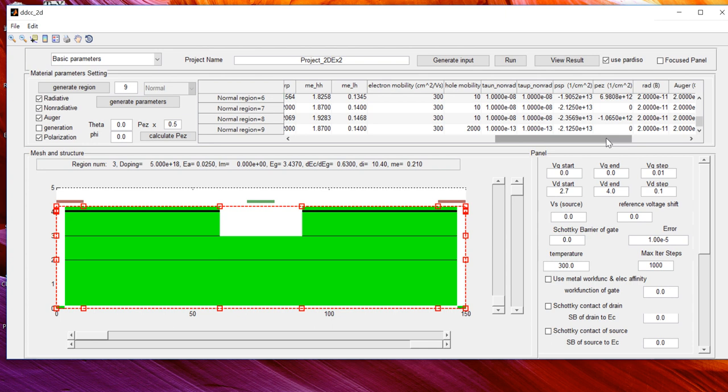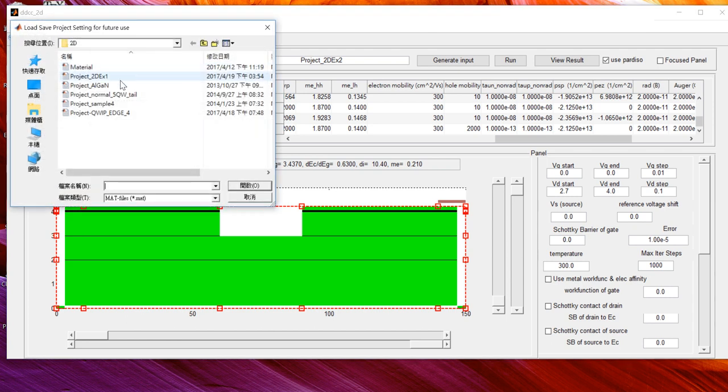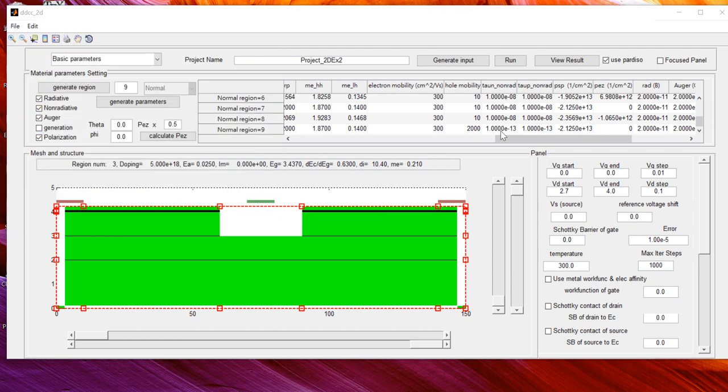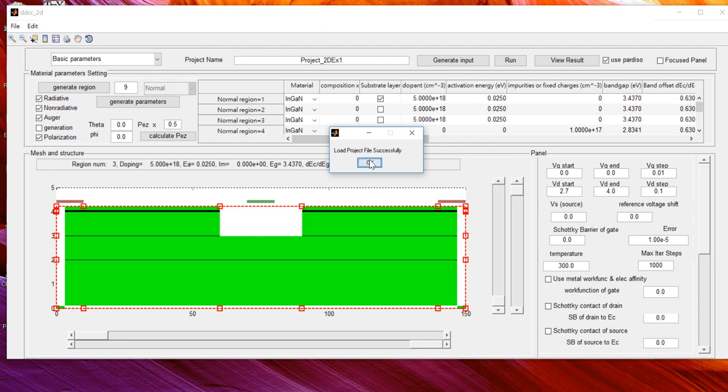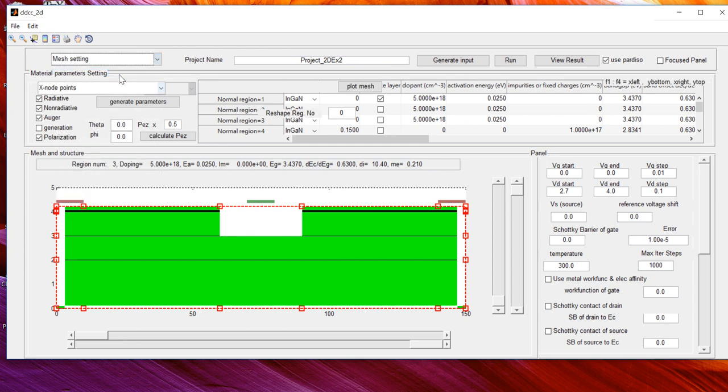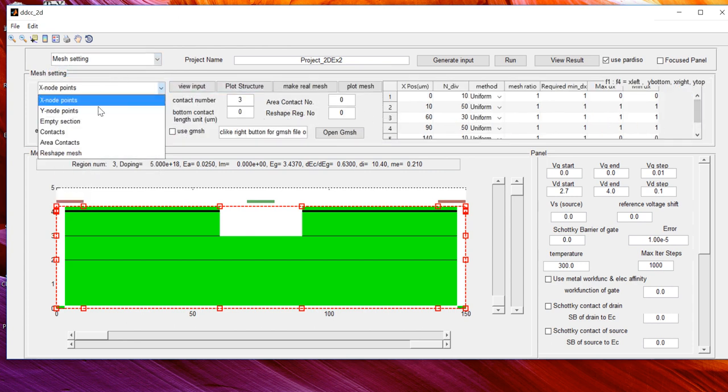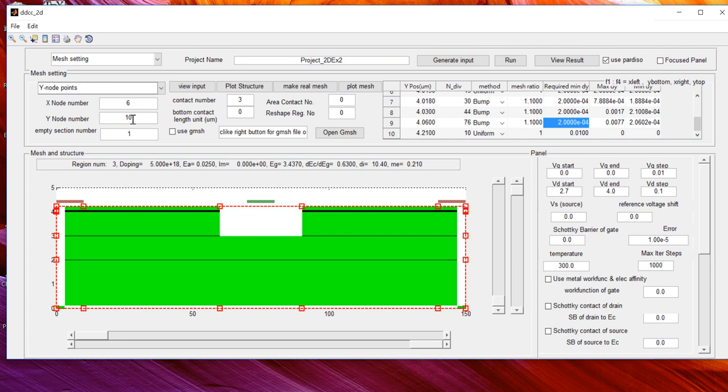Because layer 9 is P-GaN, we need to add one more region called the ITO region. So how to do this? Let me load the program ES1. Okay, then I call it ES2. We need to add one more layer. So we need to go back here, mesh setting. We need to add one more point. The ITO layer is typically 50 nanometers or 100 nanometers. So I'm going to add one more point. So I say 11.